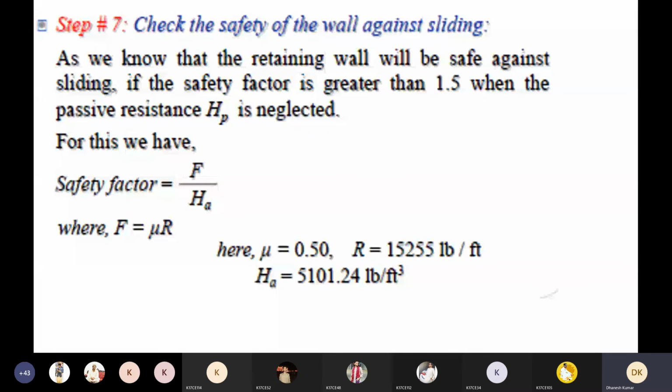Now as per guideline the retaining wall will be safe against sliding if the safety factor is greater than 1.5.